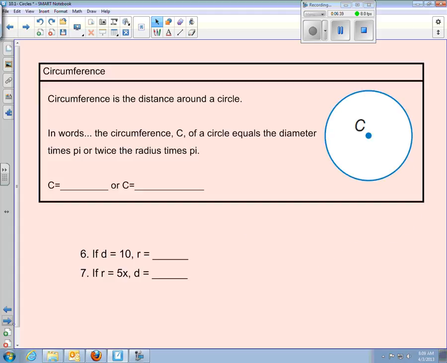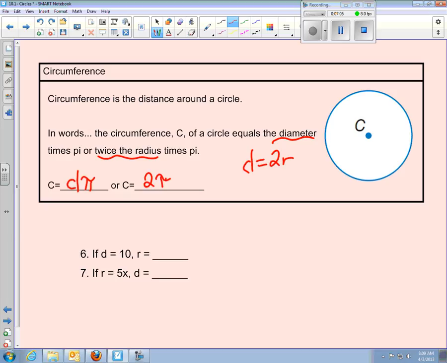All right, let's go ahead and talk about circumference. Circumference is actually the distance around the circle, and so we have some formulas. The circumference C of a circle equals the diameter times pi, or twice the radius times pi. Twice the radius is the same thing as the diameter, so diameter equals 2r. So we have d pi, and more often you're going to see 2 pi r. A lot of people are going to be familiar with that. Okay, so think about diameter is twice the radius, and do 6 and 7.